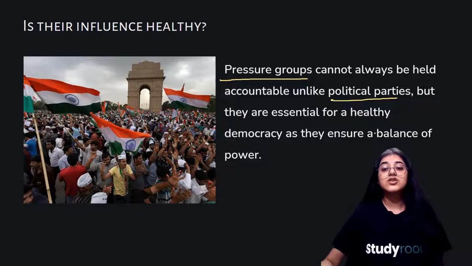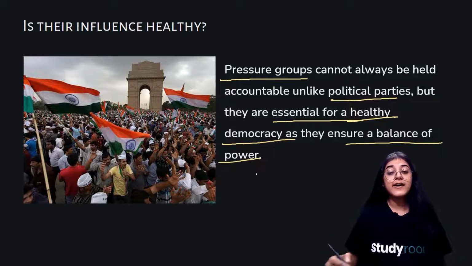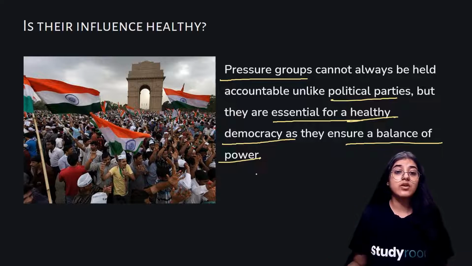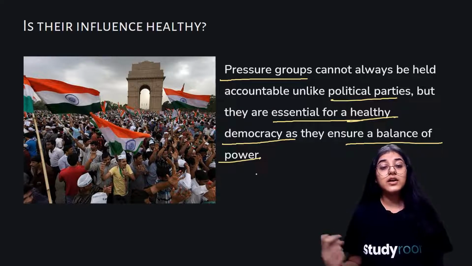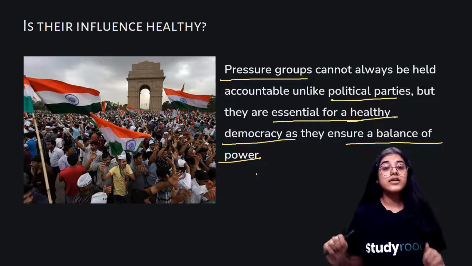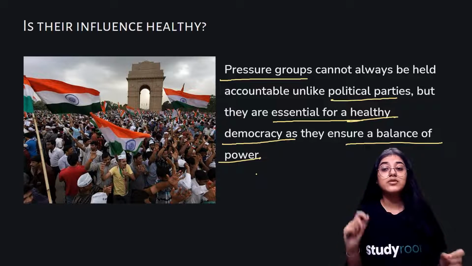But they are essential for a healthy democracy. It is very important for us to have a healthy democracy. Pressure groups play an important role in ensuring a healthy democracy. They ensure a balance of power. Why? Because through pressure groups, ordinary citizens are able to voice their opinion. They are able to raise their opinion among the political parties, and through this they are able to keep a check on the political parties as well. It maintains a check and balance, as we have studied before, the balance of power.